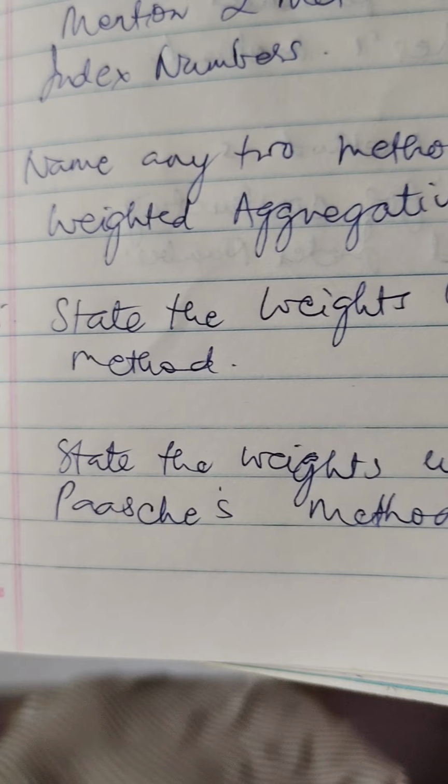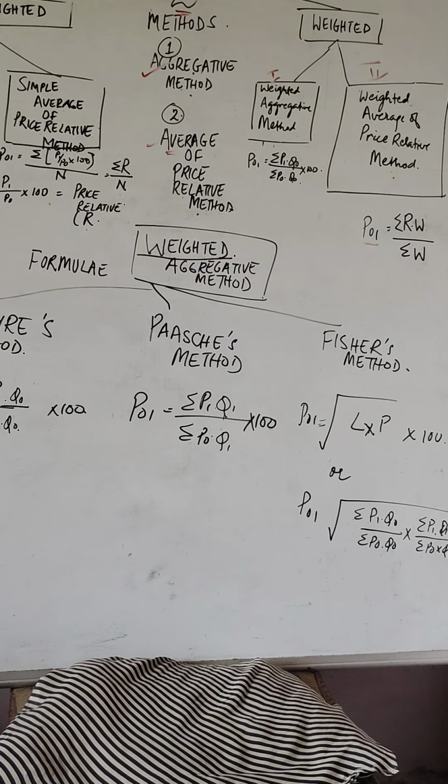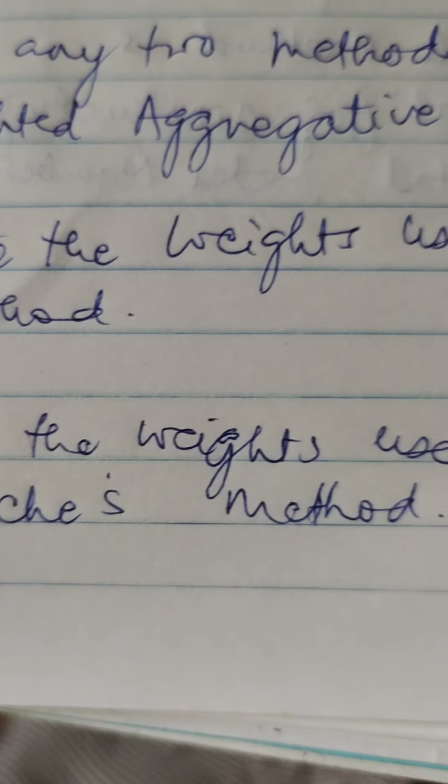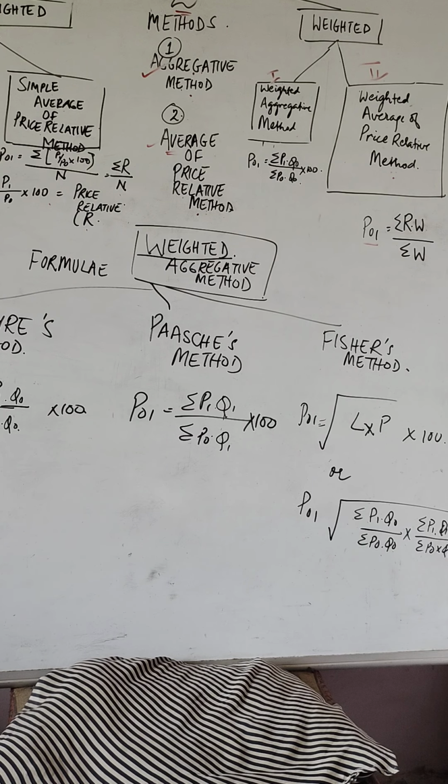Next is state the weights used in Laspeyres' method. So what are the weights used? I'm sure you'll be able to say. The quantities of the commodities in the base year. Alright, so they are the weights used in Laspeyres' method. The next question, state the weights used in Paasche's method. So here again you can see the board. Which are the weights used? So the quantities of the commodities in the current year are used, right?